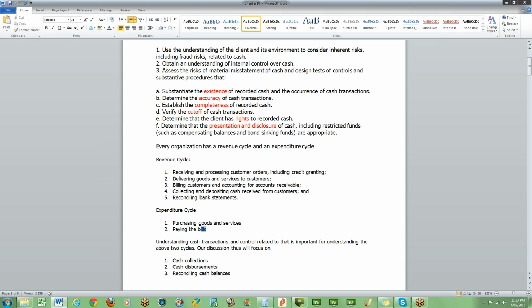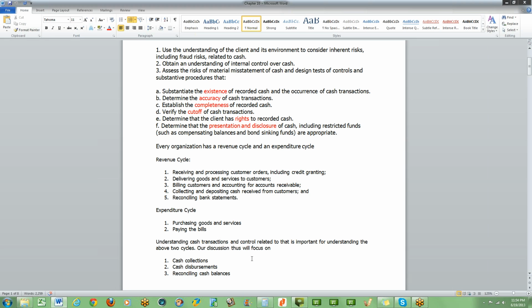Invoices come in, and you pay the bills. Okay, of course, there's much more to it than that, the receiving department and matching the purchase orders. But as far as cash is concerned, when you purchase, you pay. That's cash out. Of course, there are other cash transactions as well. If you get a loan, that's a cash transaction. Investors invest, that's a cash transaction, but we're trying to understand these two cycles first.